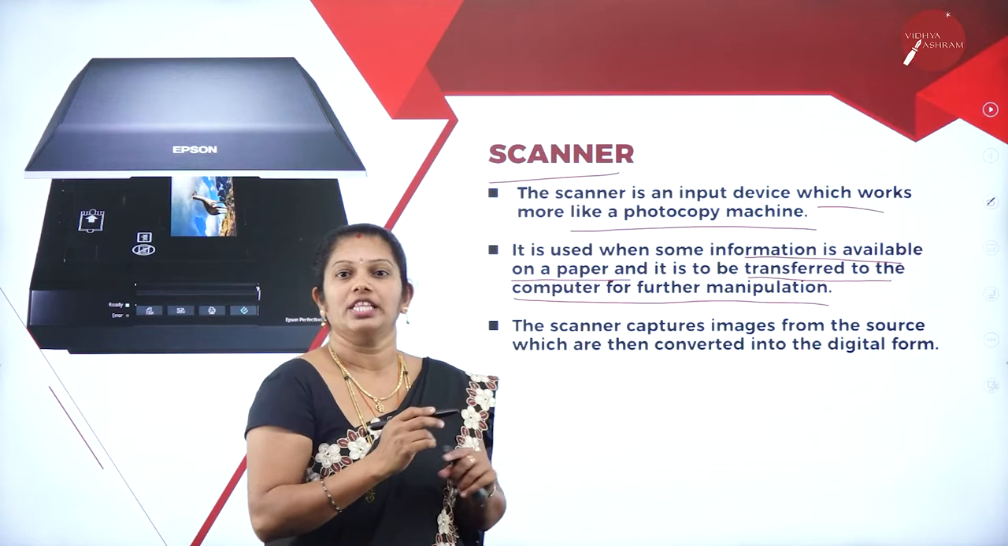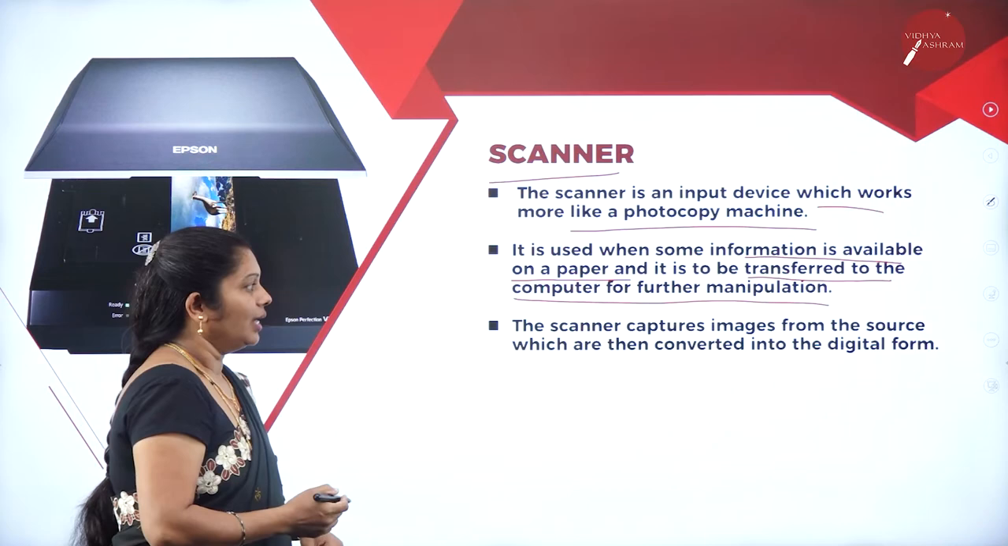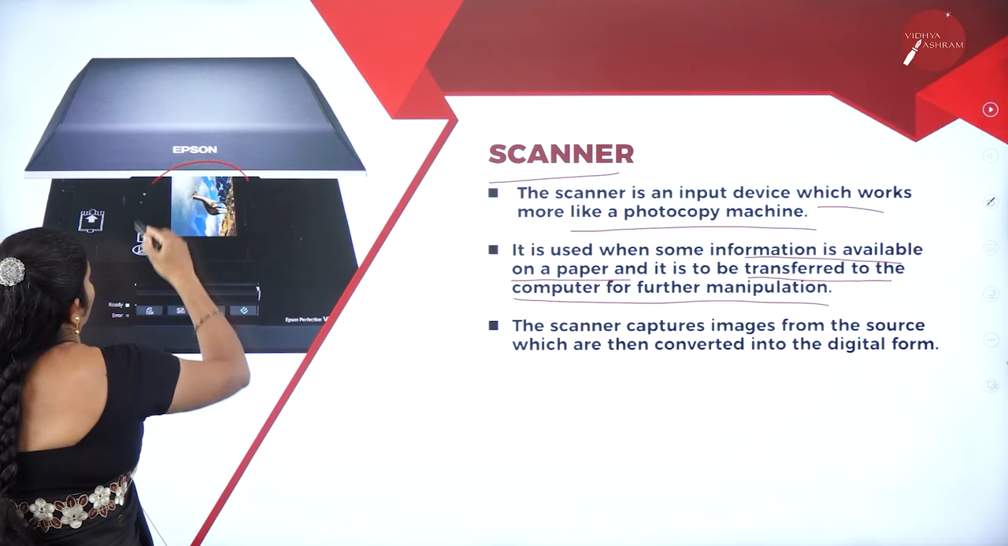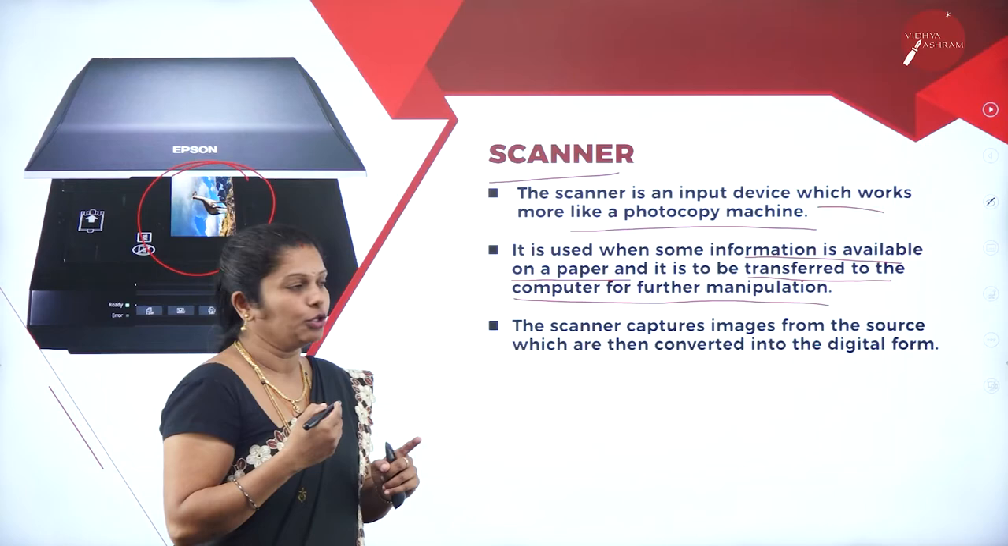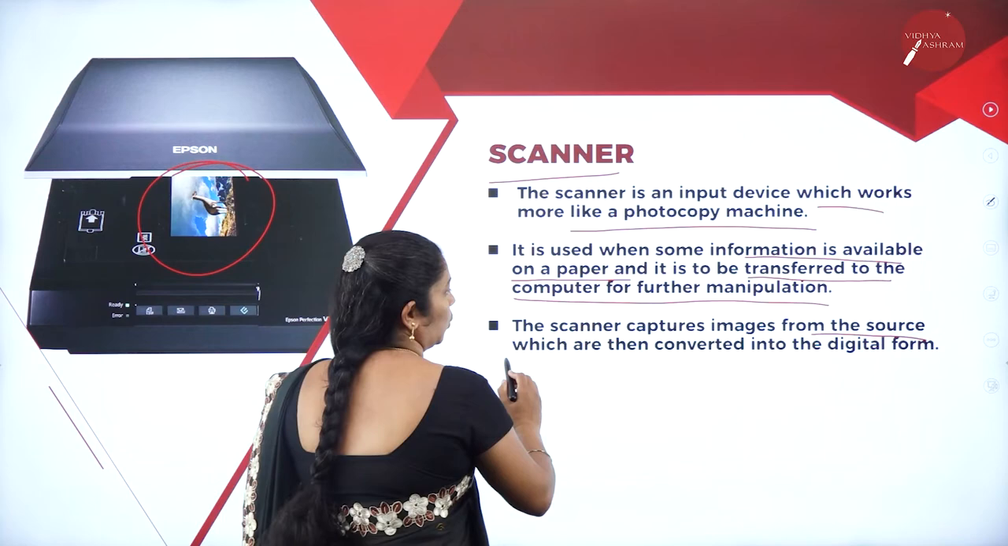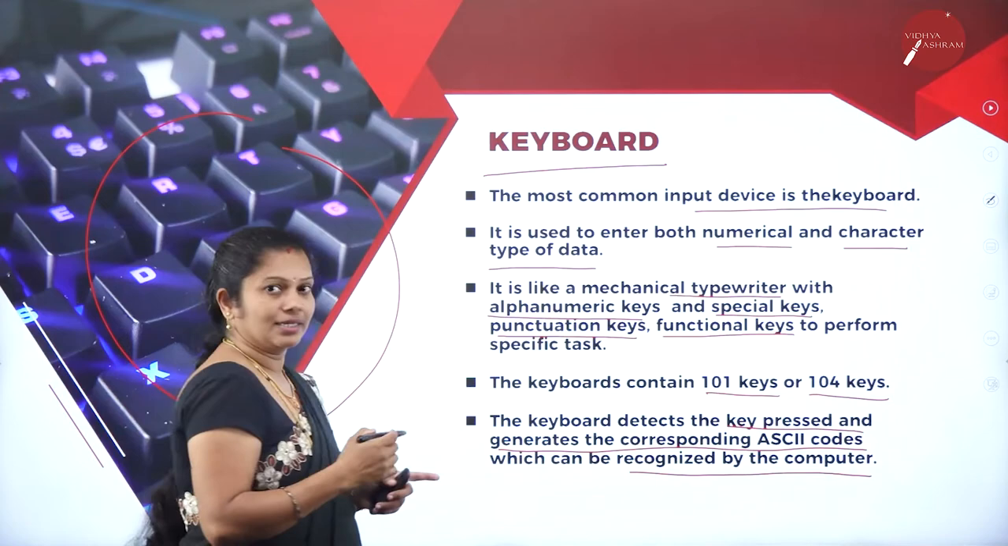Whenever we want to convert data in hard copy to soft copy, we require this scanner. The scanner captures images. Whatever image we keep on the scanner, we want to capture as it is, and then it is converted into soft copy. On the soft copy, whatever changes we want, we are able to perform. A scanner captures images from the source, which are then converted into digital format. In this class, you have studied the major concepts regarding input devices.